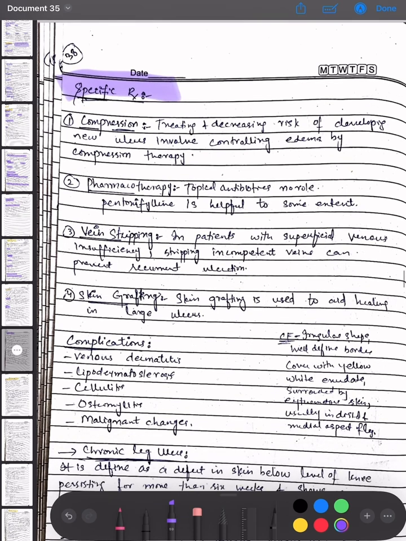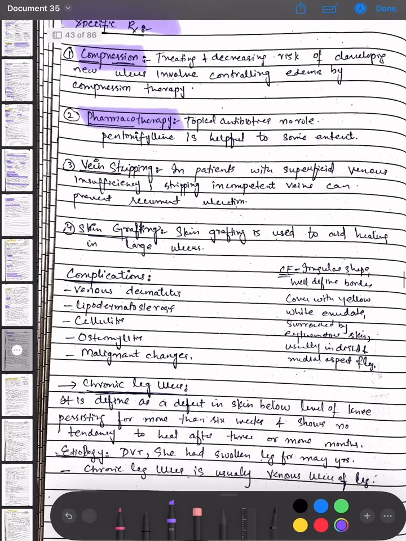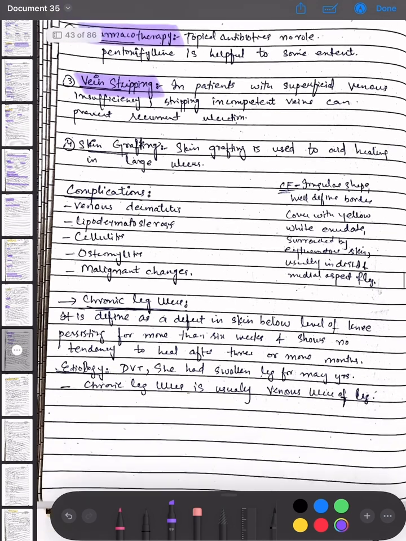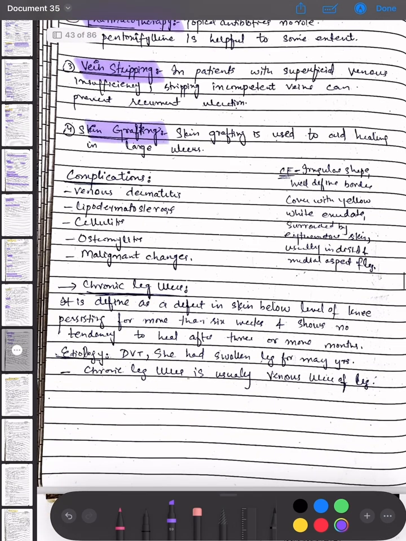What are the specific treatments? In specific treatment, you have to do the compression first. Treating and decreasing the risk of developing new ulcers involves controlling edema by compression therapy. Then we will do the pharmacotherapy, that is topical antibiotics, and pentoxifylline is helpful to some extent. Then we will do the vein stripping: in patients with superficial venous insufficiency, stripping incompetent veins can prevent recurrent ulceration. Then we will do the skin grafting. Skin grafting is used to aid healing in large ulcers.